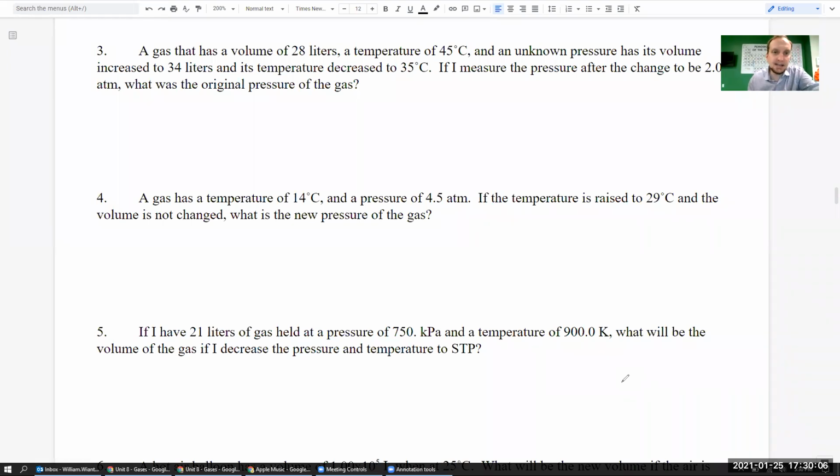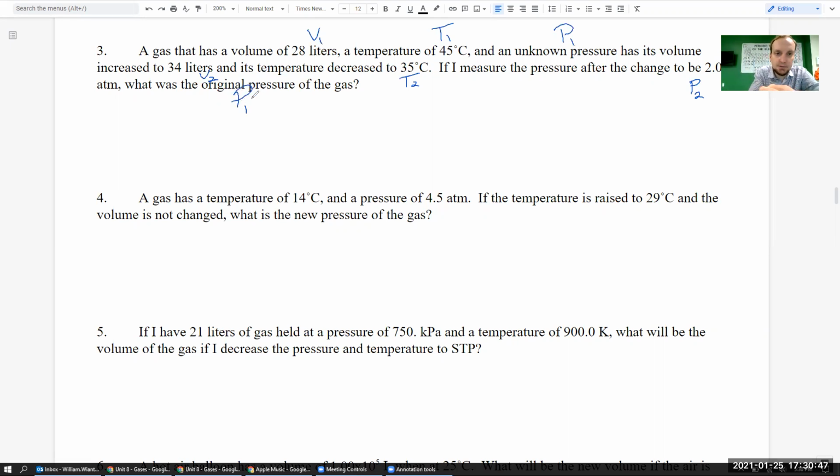Number 3, a gas that has a volume of this many liters. So that's going to be my volume 1, a temperature of this, T1, and an unknown pressure, P1, has its volume increased to this, V2, and its temperature decreased to this. If I measure the pressure after the change to be 2.0 atmospheres, that sounds intimidating, but really they're just saying that it's going to be changed to 2 atmospheres, right? What is the original pressure?